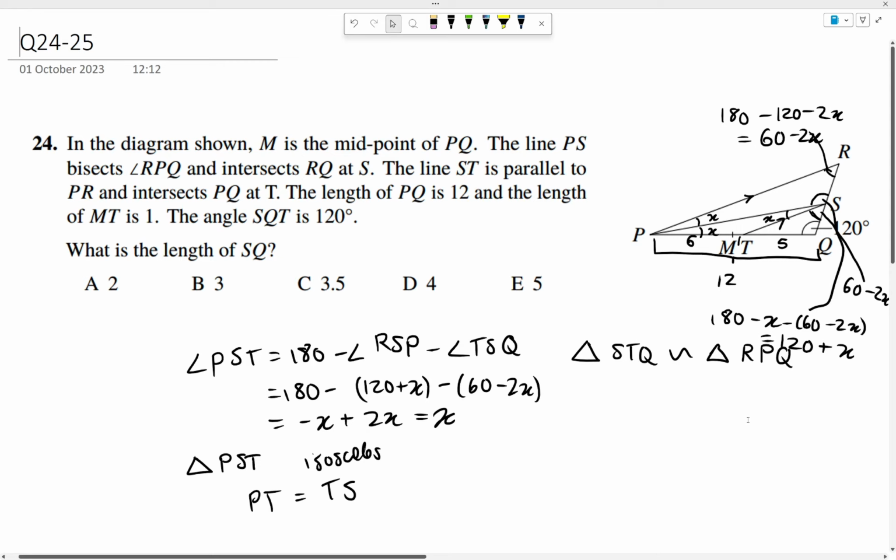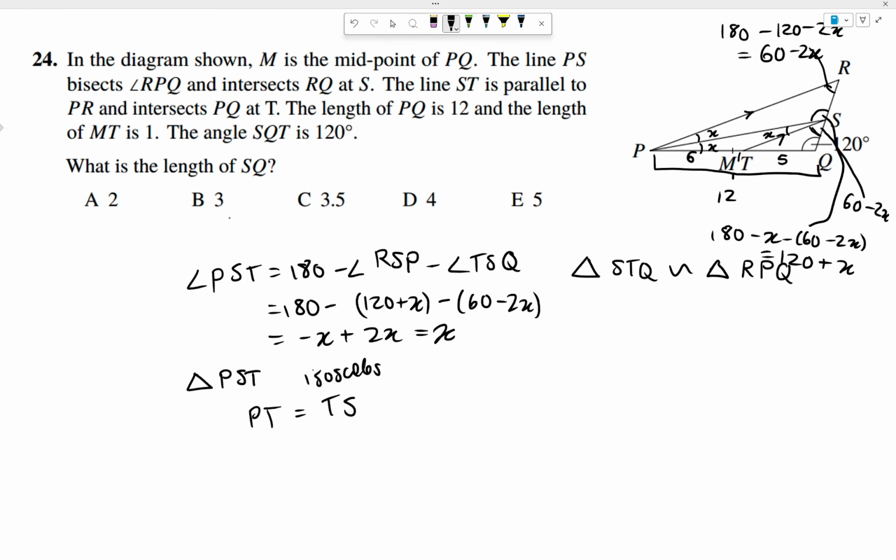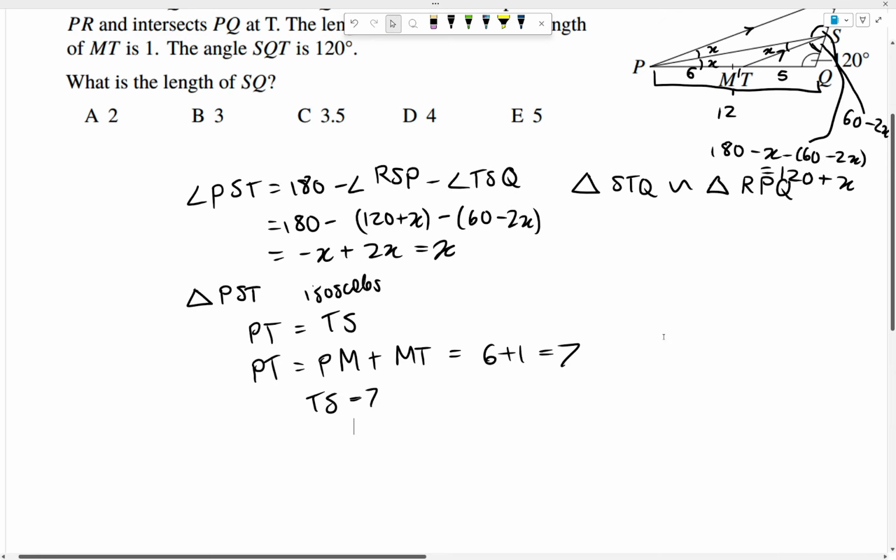Cosine rule, I think. So the length of PT is PM plus MT, which is 6 plus 1, which is 7. So therefore the length of TS is 7. And then the final step would be to use the cosine rule to find the length of SQ.